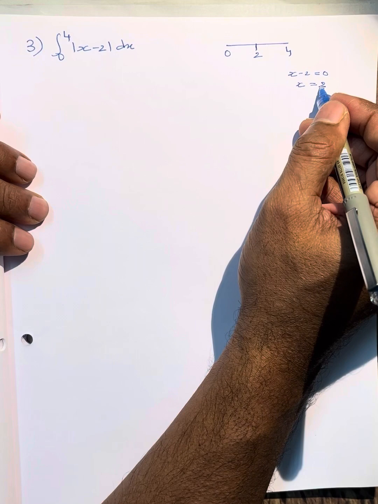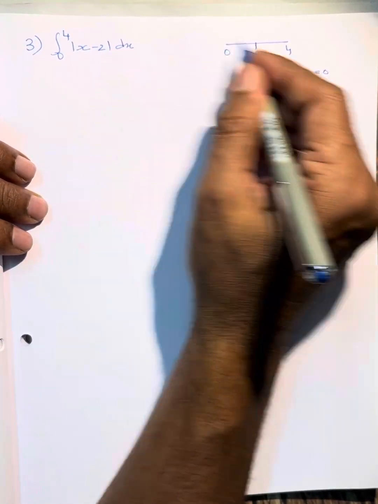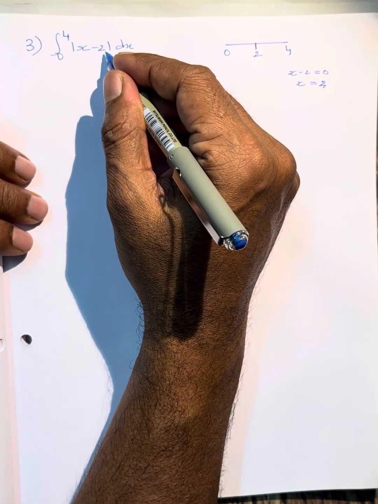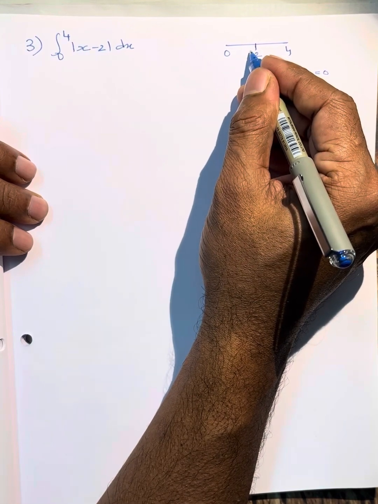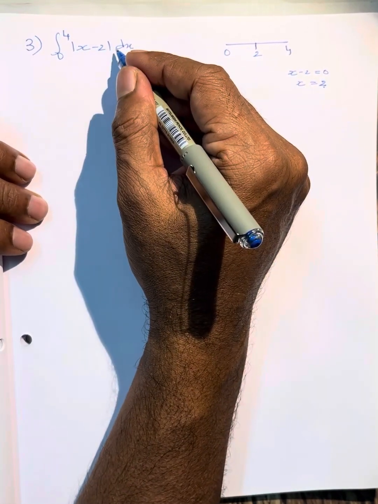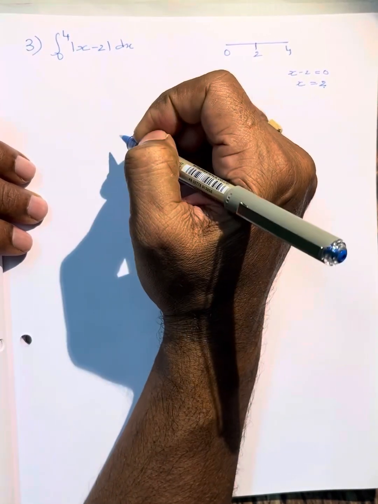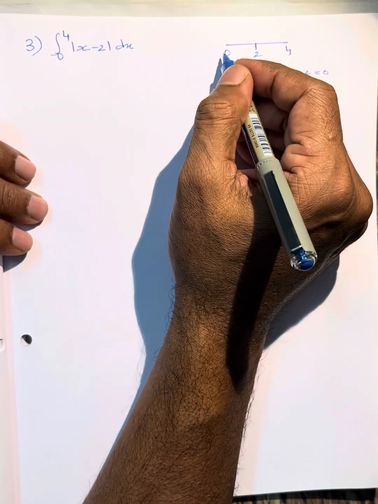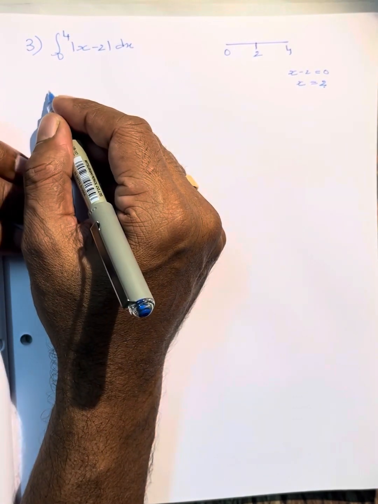What is special with the 2? Any value after 2, x minus 2 is a positive number. For example, if you choose 3, 3 minus 2 is positive. The function will be positive. Whereas if you choose a number before 2, for example 1, 1 minus 2 is negative. So we have to integrate by removing the modulus sign. To remove the modulus sign, I should make sure that the answer will be positive. So I am going to make sure it like that.